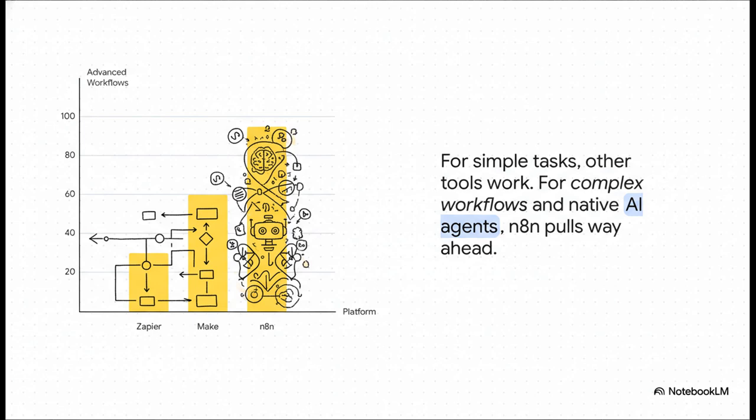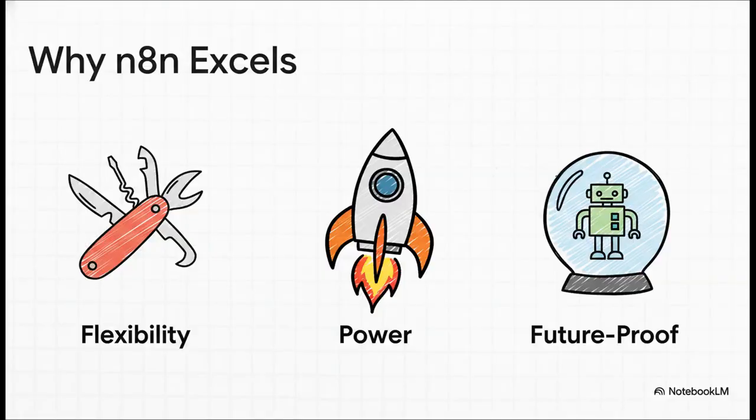And this chart, this says it all, right? For your basic A to B automations, sure, other tools get it done. But the second you start needing more complex logic, and especially when you want to build a real AI agent, n8n just pulls way, way ahead. It's built for that heavy-duty stuff. So it really boils down to this.